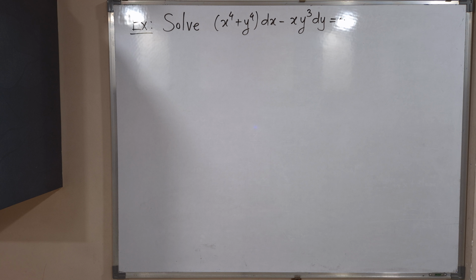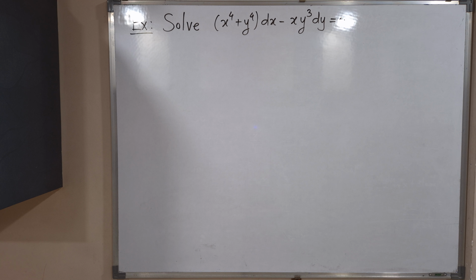So let us see which rules we have. The first rule is (∂M/∂y minus ∂N/∂x) upon N. We find the difference of these two partial derivatives, ∂M/∂y and ∂N/∂x, divided by N. If it is a function of x only, in that case the integrating factor is e raised to the integration of f of x dx. Here we should have a function of x only. It means there should not be any y.